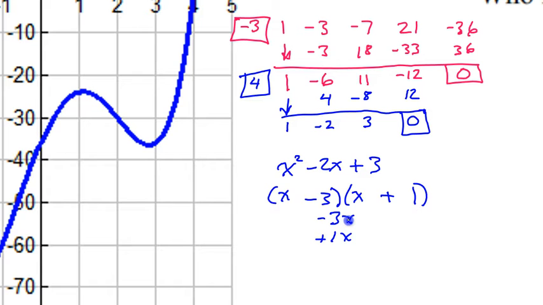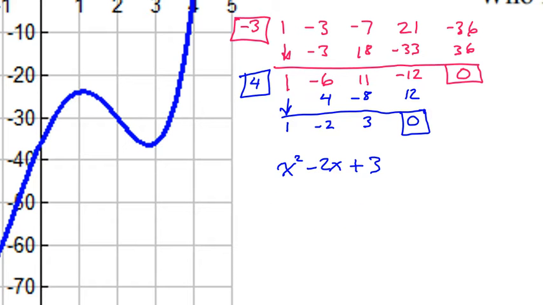So why is this not the answer? Why is this not factored correctly? -3 times positive 1 would give us -3. It's not giving us positive 3. It's so close, but it is wrong. So there's no way we could factor this, and we have to do the quadratic formula.